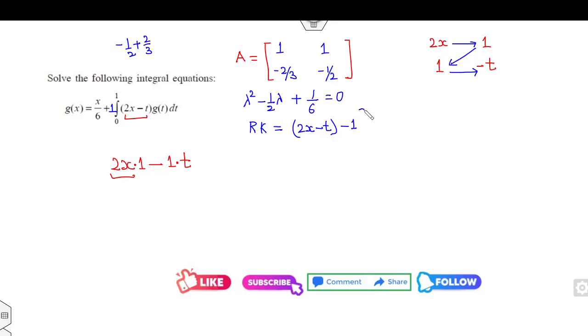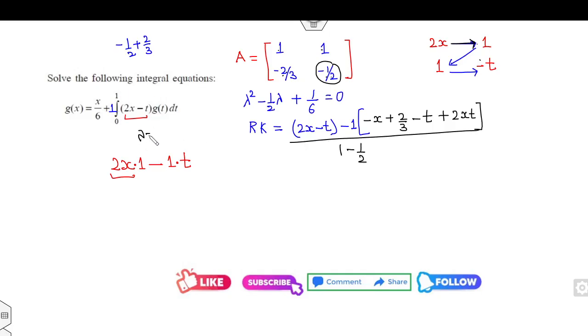Start from this number, which is positive. The first part, 2x into minus half minus x, plus 2 over 3 into 1, plus 1 into minus t, minus 1 into 2x t, divided by 1 minus half, because lambda is 1. Otherwise this equation would have been formed, plus lambda squared. Here the value of lambda is half; lambda is 1, so I can substitute lambda as 1. Now you were asked for the solution, so what will the solution be?